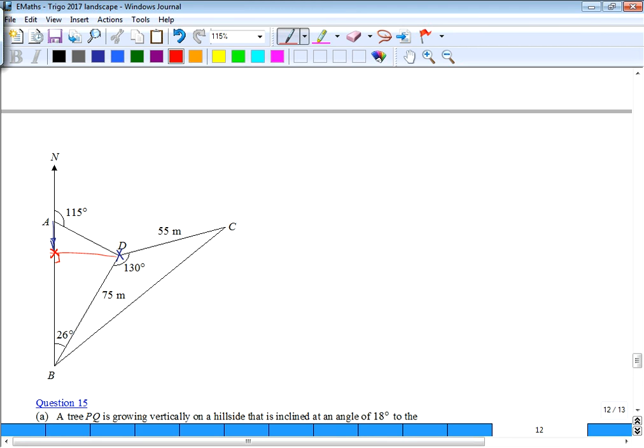Since he is stopping here, we need to find out what is the distance, right? How far is Ali from D? That means they want this distance only.